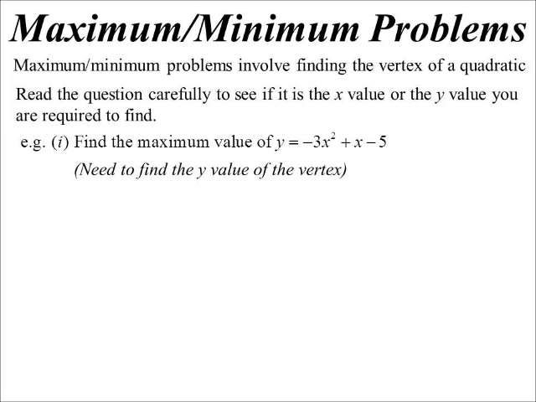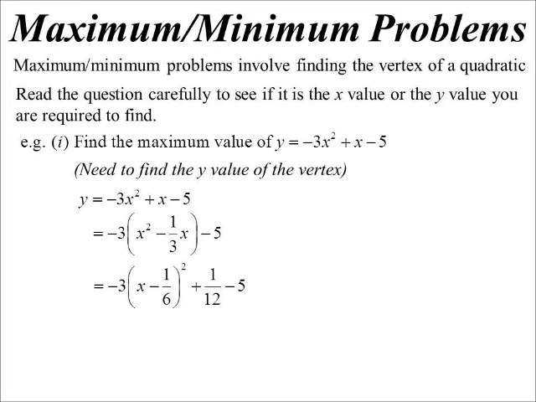Alright, well I'll do it a couple of ways. Here I'm doing it by completing the square. And when we complete the square, we usually like it to just be x squared, so I've factorised out the negative 3. Haven't worried about the 5 because it's just to do with the x's. And then it would become x minus half the coefficient of x. So half of a minus a third is minus a sixth.